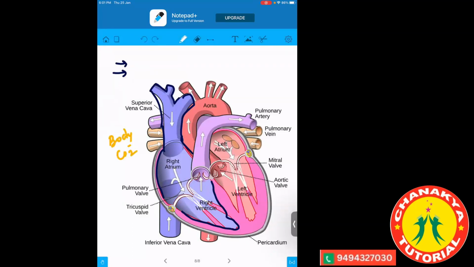Oh, wait, sorry. The deoxygenated blood will be entering, right? So you can see here, through the superior vena cava, the deoxygenated blood has entered where? It has entered into the right atrium. Now the right atrium got full of blood, and then because of this valve, you can see here the tricuspid valve, it gets open, and whatever blood was in the right atrium reaches the right ventricle.